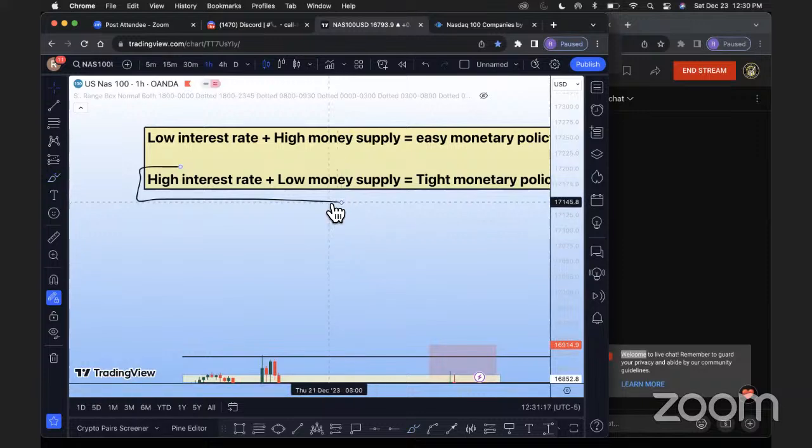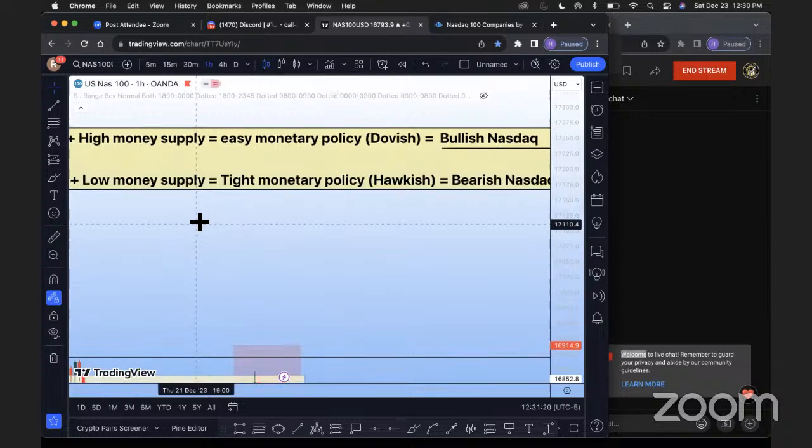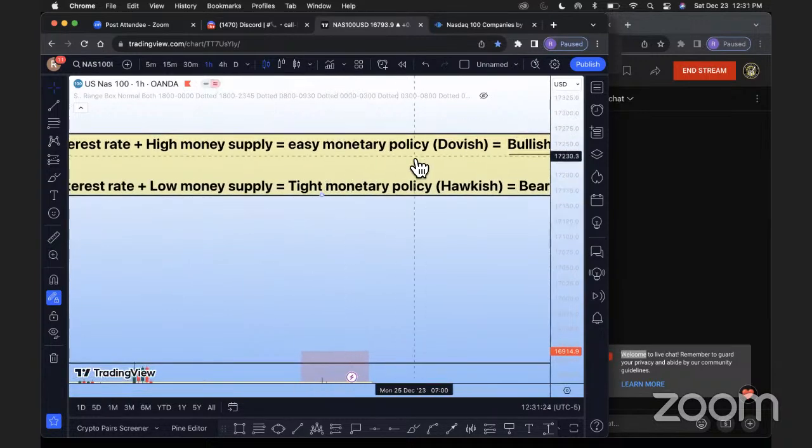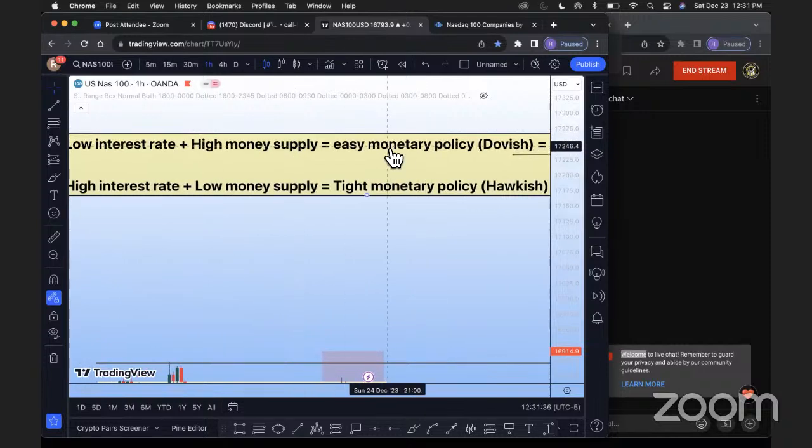Put a 1 in the chat if we're all on the same page about easy monetary policy versus tight monetary policy. This affects everything. If you've been waiting to get a house, the tight monetary policy environment is not for us. If you've been looking to get a new mortgage or to sell your house and move somewhere else, this easy monetary environment is going to be the best for us.